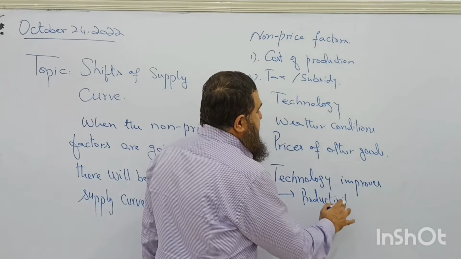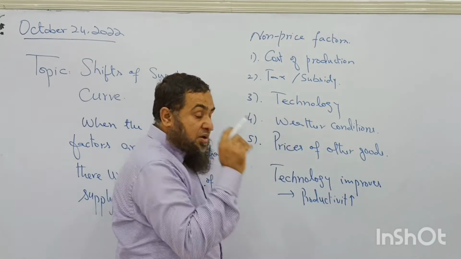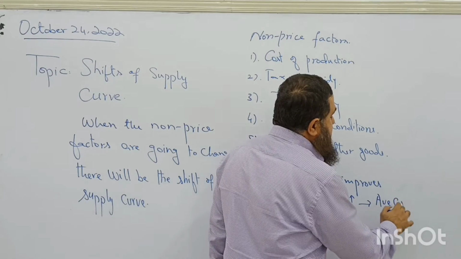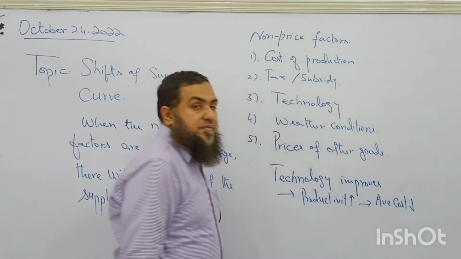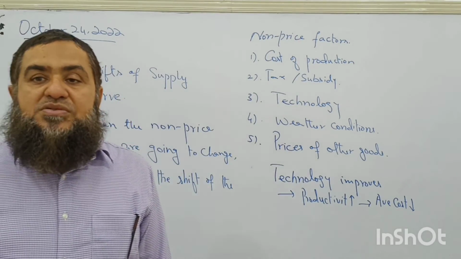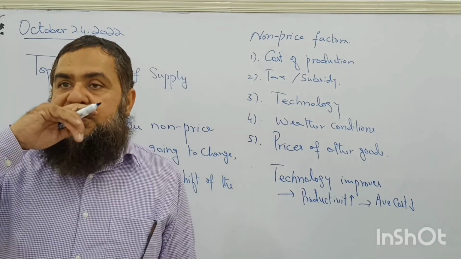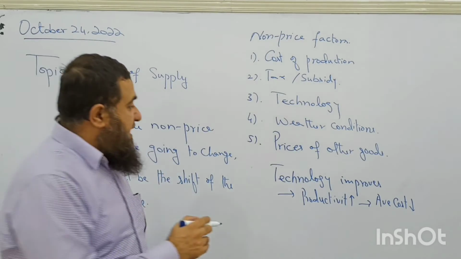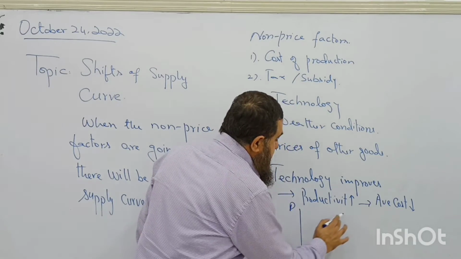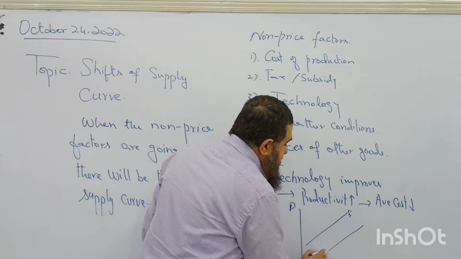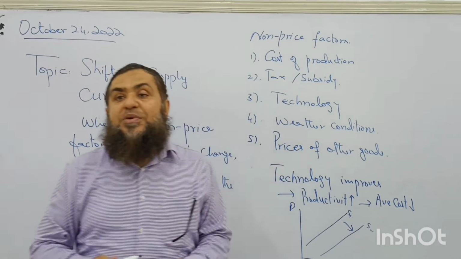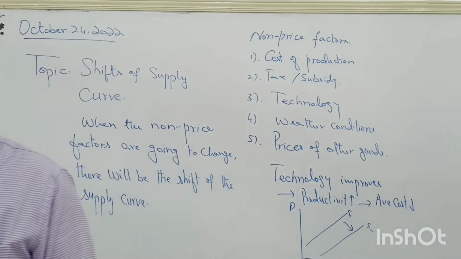When productivity increases, what happens now? Average cost, or per unit cost, decreases. When the per unit cost of production decreases, the producer's profitability will increase. So at each price, they are going to supply more output. This is the supply curve. So supply will shift rightward due to improvement in technology.